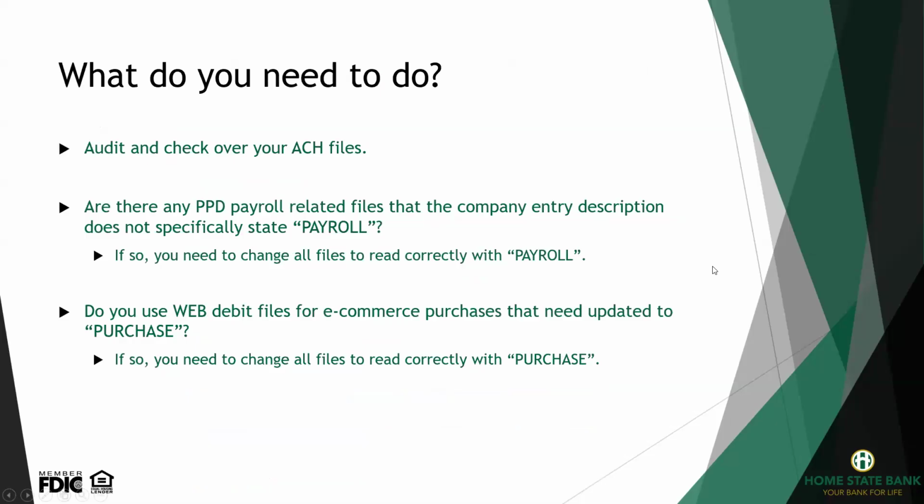So what do you need to do for phase one? I would recommend that everybody audit and check over your existing files. Do you have any PPD payroll related files that the company entry description does not specifically state in all caps those exact words or those exact letters, payroll? If you see anything that's different or related to payroll that is questionable, if you have questions, let us know. But if you see anything, I would change that to payroll. You can do that immediately. You don't have to wait for the March deadline. You can do that today if you want to, but it has to be done by that March deadline.